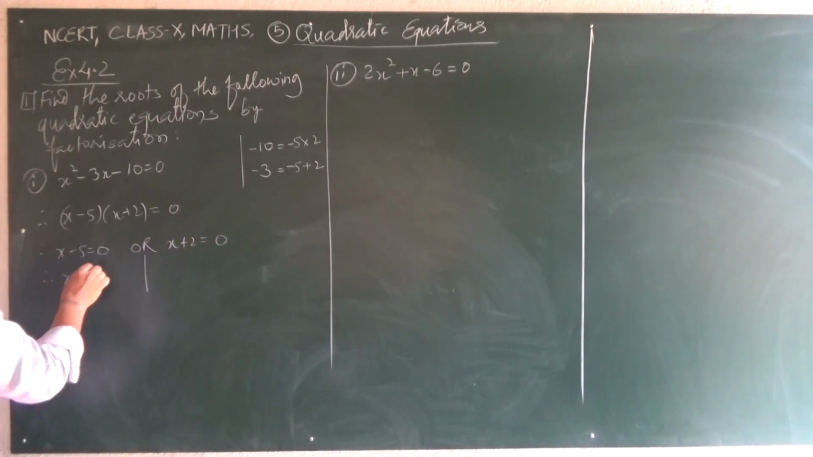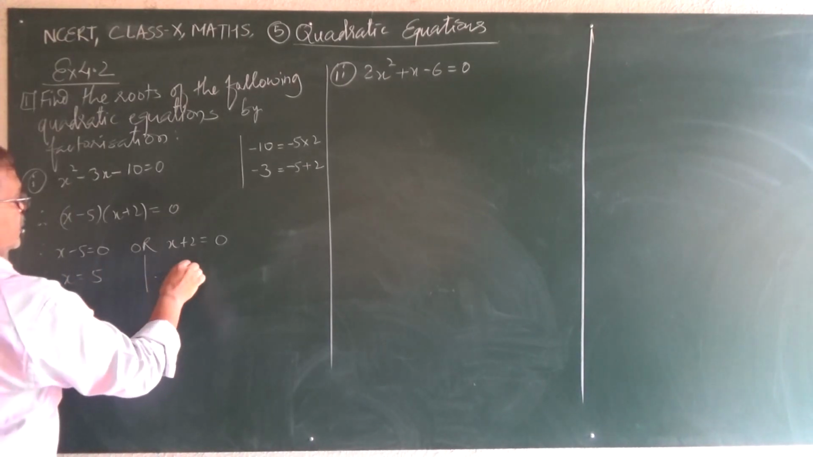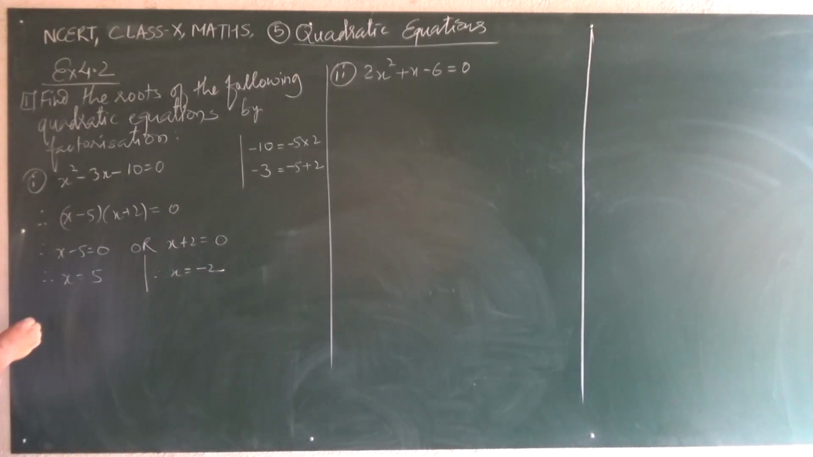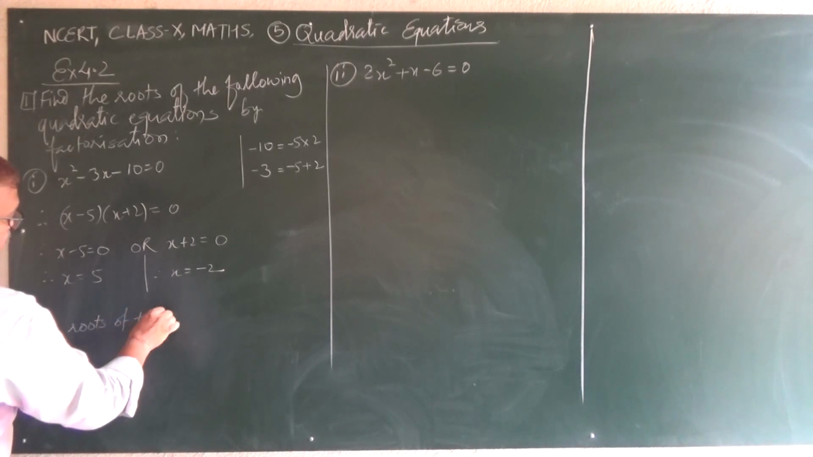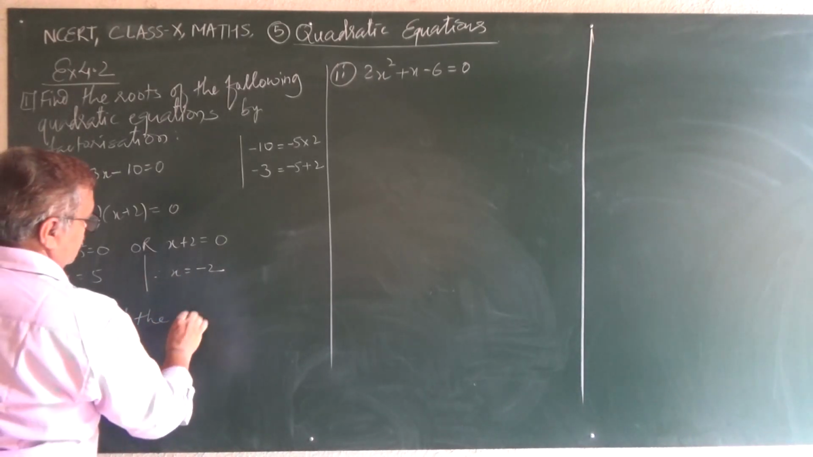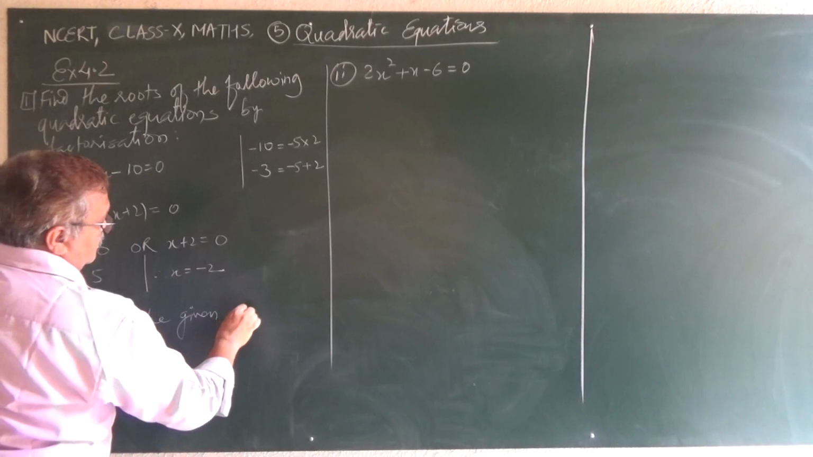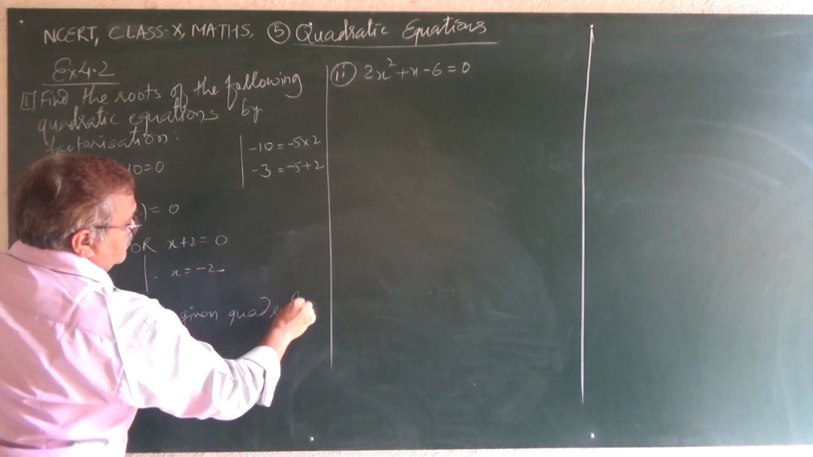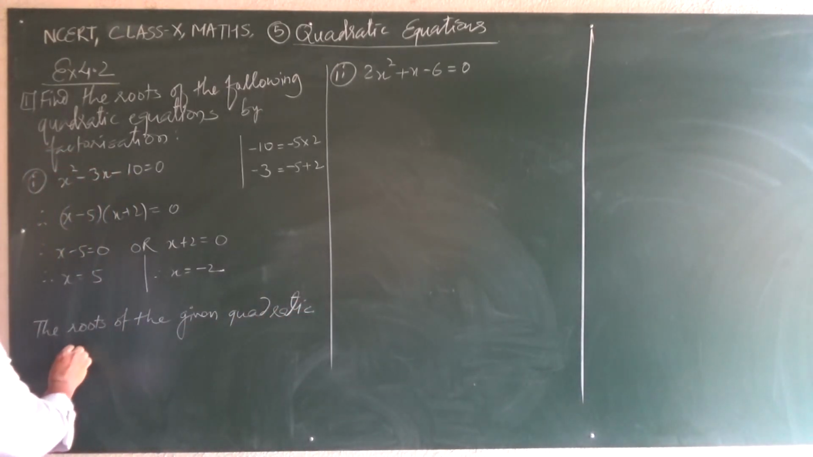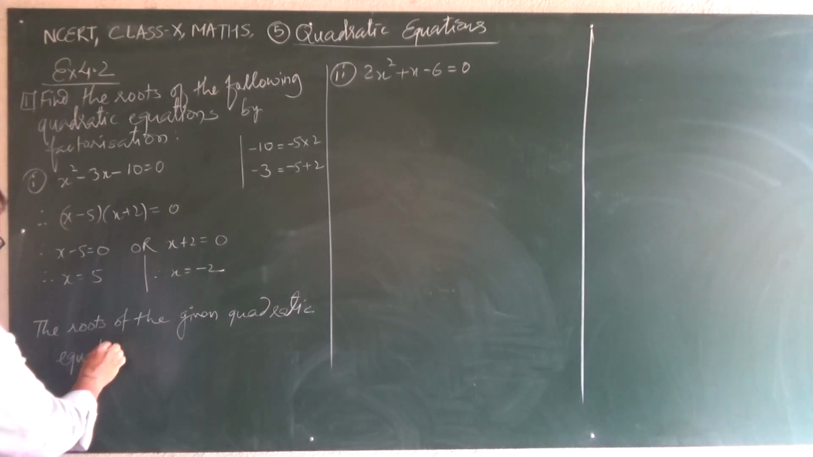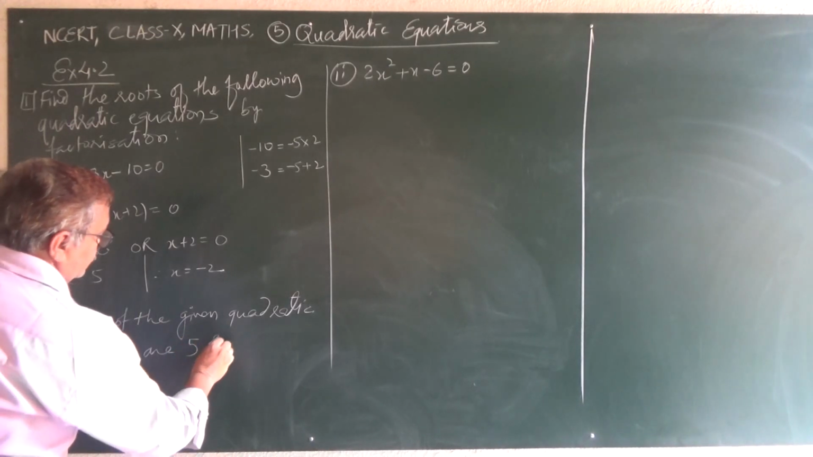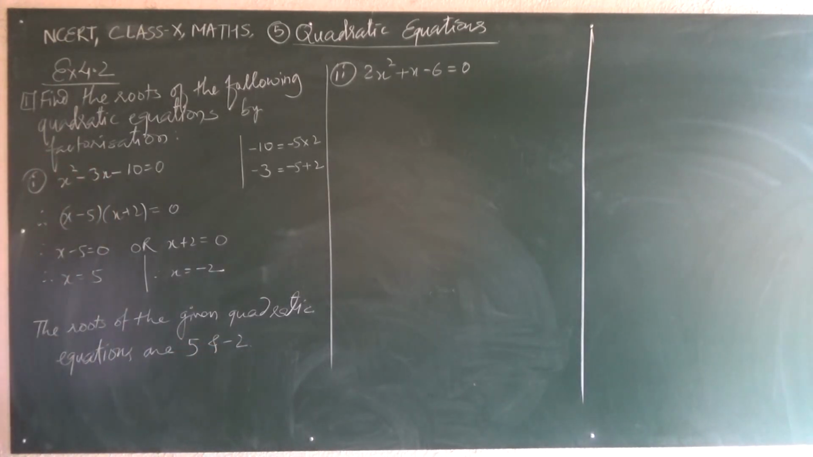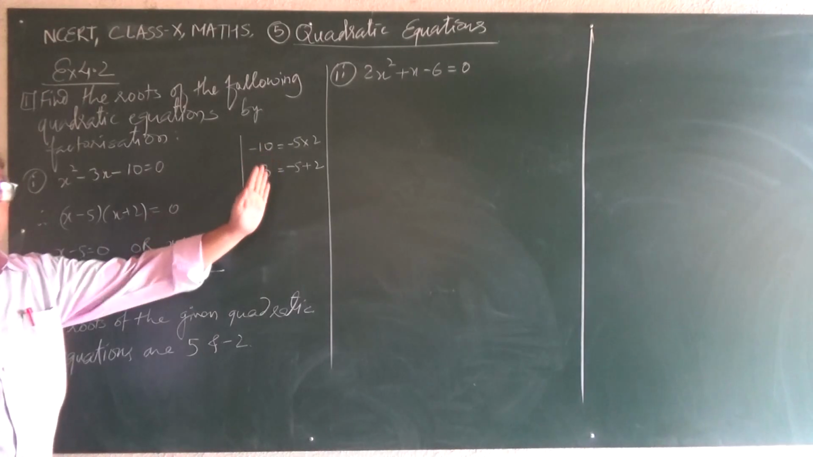So therefore, x is equal to 5 and x is equal to minus 2. So what are the roots? The roots of the given quadratic equations are 5 and minus 2. I have done this here by factor splitting the middle term.